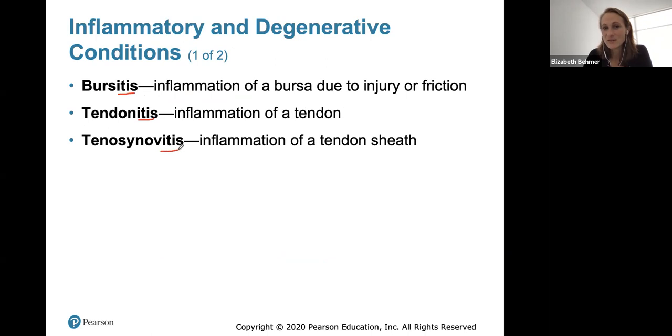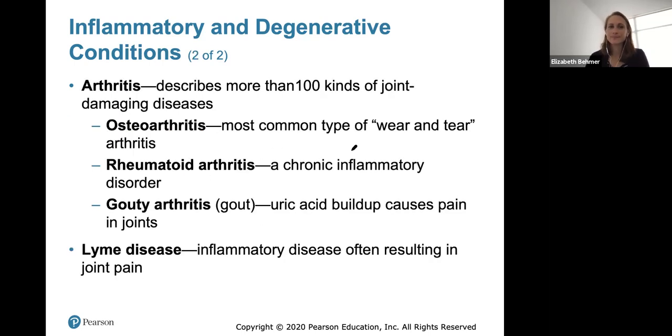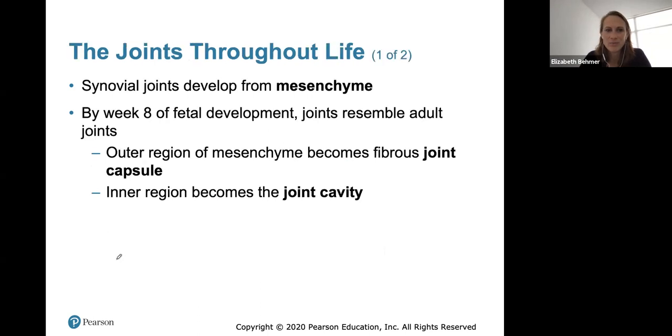Bursitis is inflammation of a bursa due to injury or friction. Tendinitis is inflammation of a tendon. And tenosynovitis is inflammation of the tendon sheath. Arthritis can describe more than 100 kinds of joint-damaging diseases. Osteoarthritis is the most common type, from wear and tear. Rheumatoid arthritis is a chronic inflammatory disorder. Gouty arthritis is gout, when uric acid builds up and causes a lot of pain. And Lyme disease is an inflammatory disease, often resulting in joint pain.